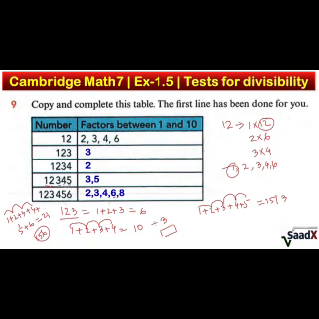Why 6? Because this number can be divided by 2 and 3. And what about 8? We know that if the last 3 digits are divisible by 8, the whole number can also be divided by 8. So we are checking that 456 can be divided by 8. So 123456 can be divided by 8. I hope you cleared this one. It's a very important thing.